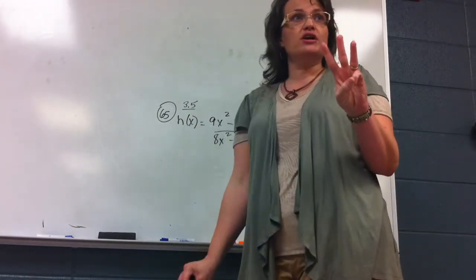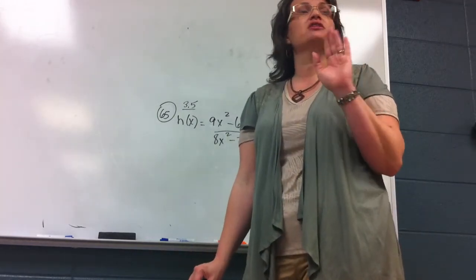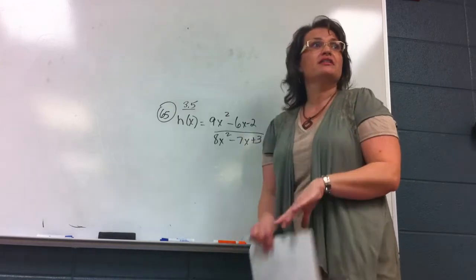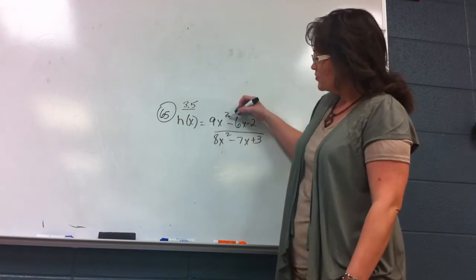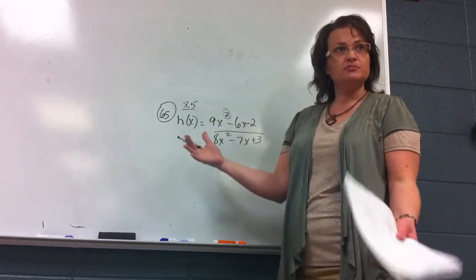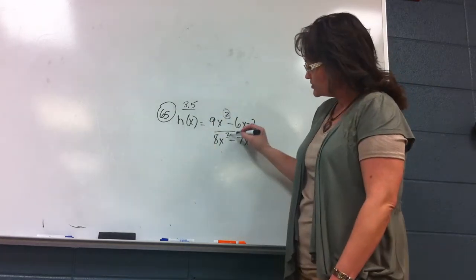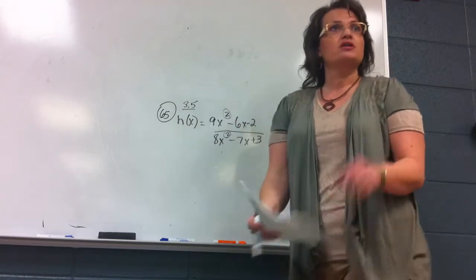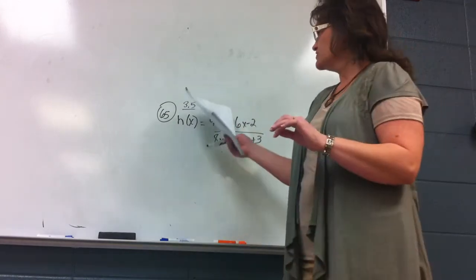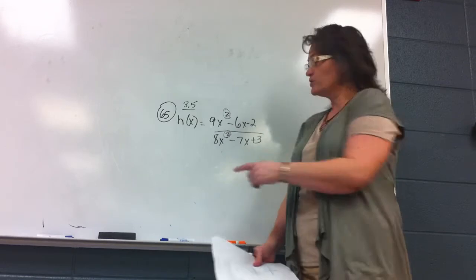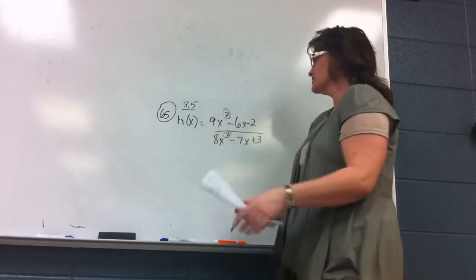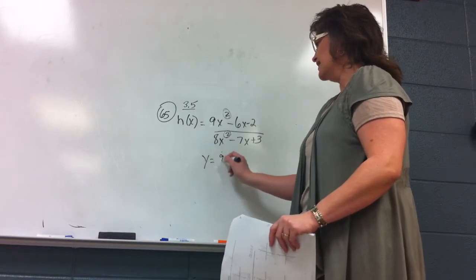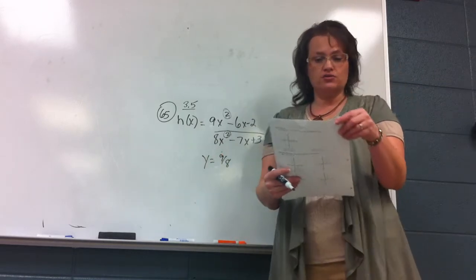We have 3 situations, an A, B, C situation to figure out the horizontal breaks. They all have to do with the degree of the top and the bottom. The numerator's degree is 2. That just means the biggest exponent. The denominator's degree is also 2. The rule said if the degrees are the same, the horizontal break will be at y equals the leading coefficients divided. So y equals 9/8 should be the horizontal asymptote.